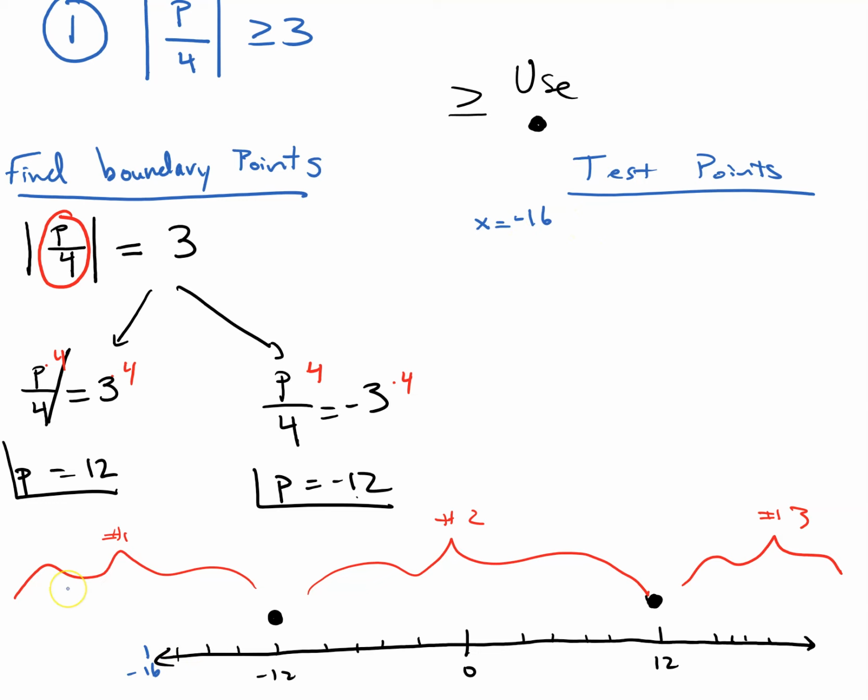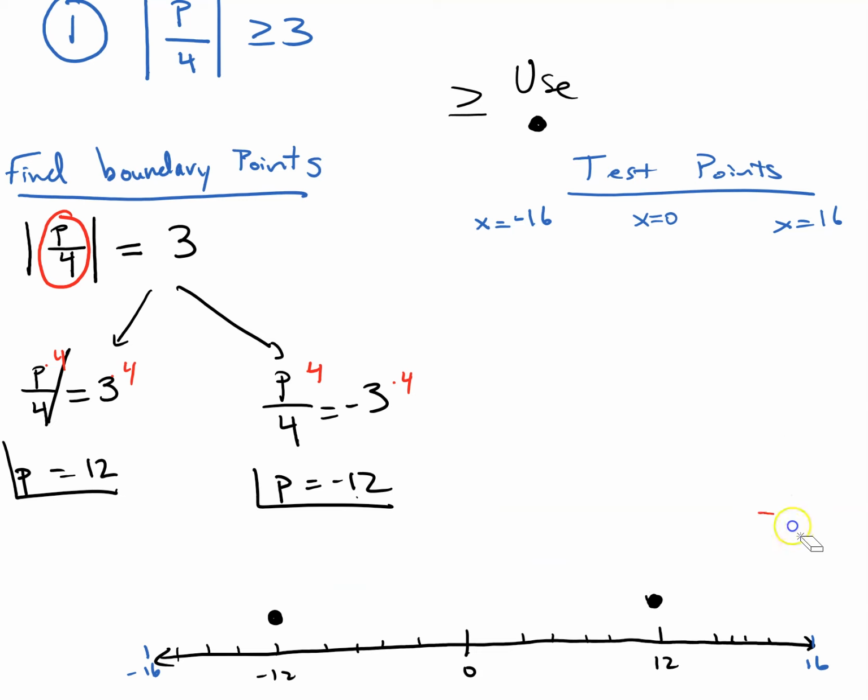All right, now from region number 2, I'm going to pick 0. 0 is always a good choice. And from region number 3, I'll pick positive 16 for the same reason as before. I'll be able to divide that evenly by 4. Okay, so let me erase these just for neatness. And let's test these points in the original inequality.